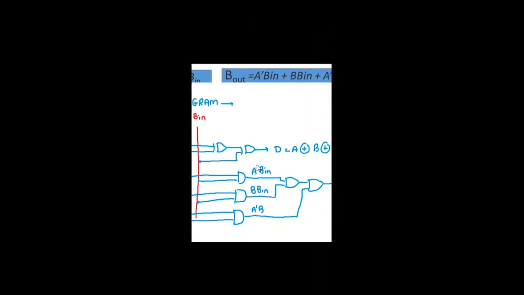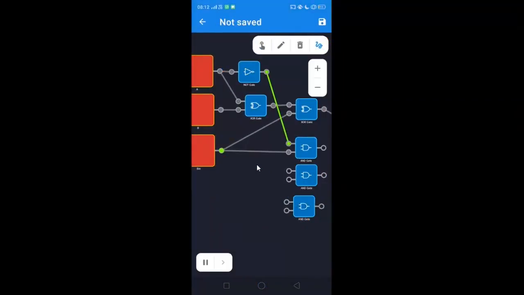So I will get the first product term, that is A prime into B in, and the second product term, B into B in. So now let's try to make this connection, B into B in. So where is B? Yes, here we have B connected to the first input of the second AND gate.